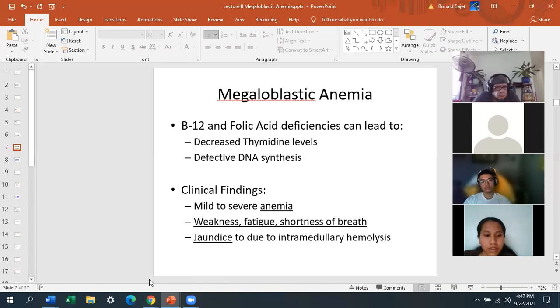Outside the bone, the outside of the bone is called the cortex. So you have the medulla and your cortex. Intramedullary means within the bone marrow.